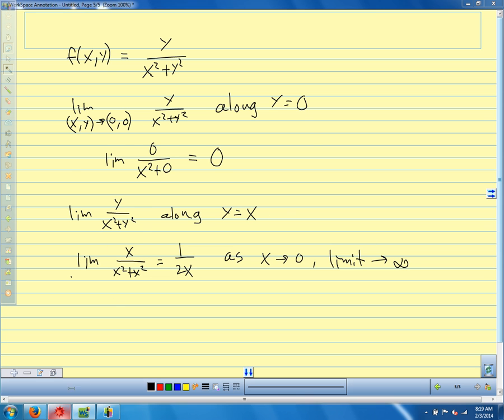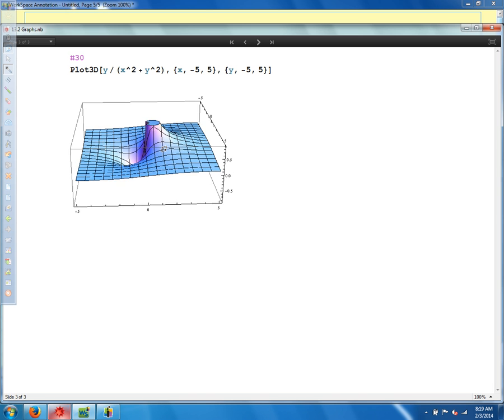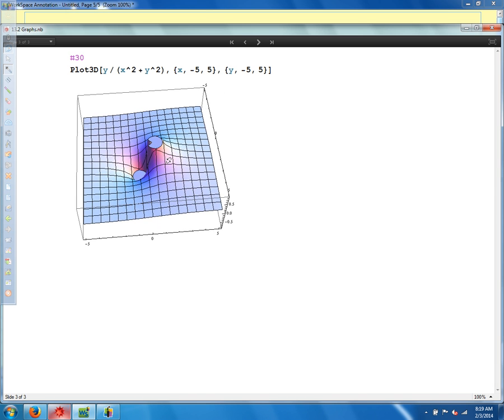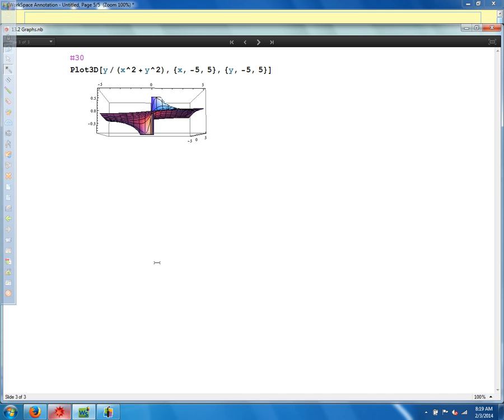Now let's take a quick look at that graph. So there's a graph of that function. As we go along one line, our limit approaches 0. As we go along the line y equals x, our limit is undefined. That's what's going on with that surface.